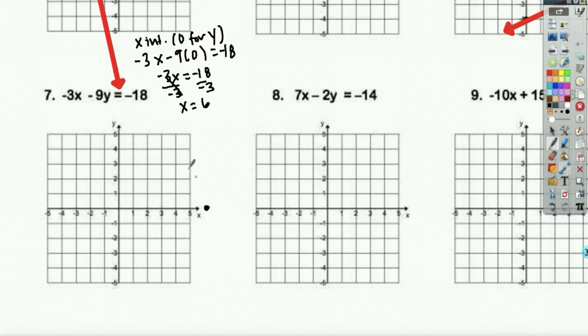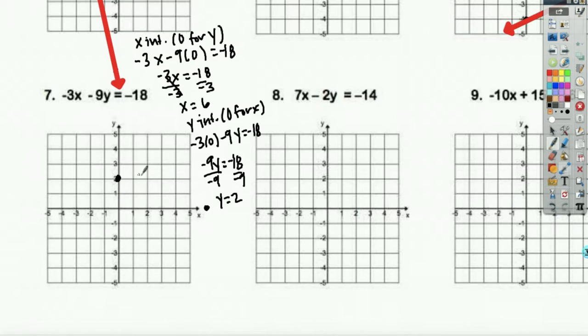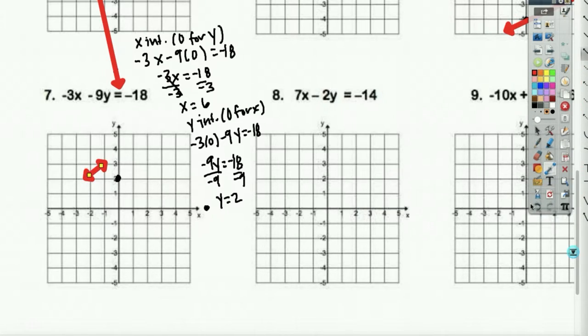So we'll put a dot at 6 on the x-axis, and then we'll do the y-intercept by plugging in 0 for x. So we're going to say negative 3 times 0 minus 9 times y equals negative 18. So we'll get negative 9y equals negative 18. Divide both sides by negative 9, and we'll get that y is equal to positive 2. So on the y-axis, go to positive 2, put a point. Once you get your 2 points, connect them with your line, and then you're finished.